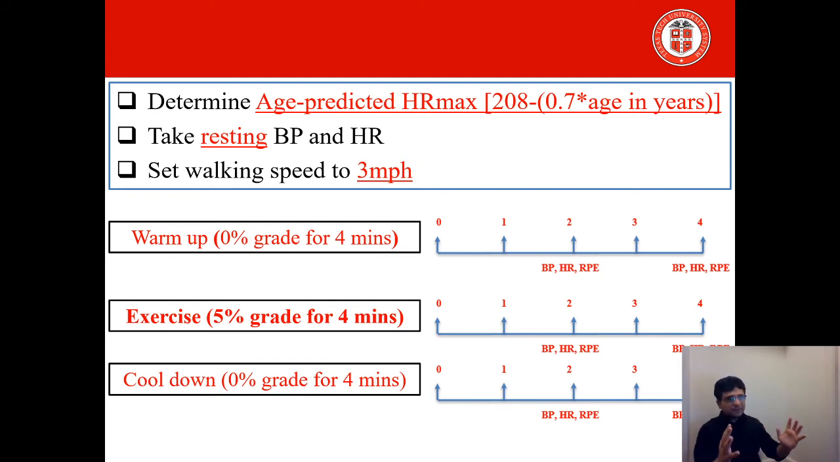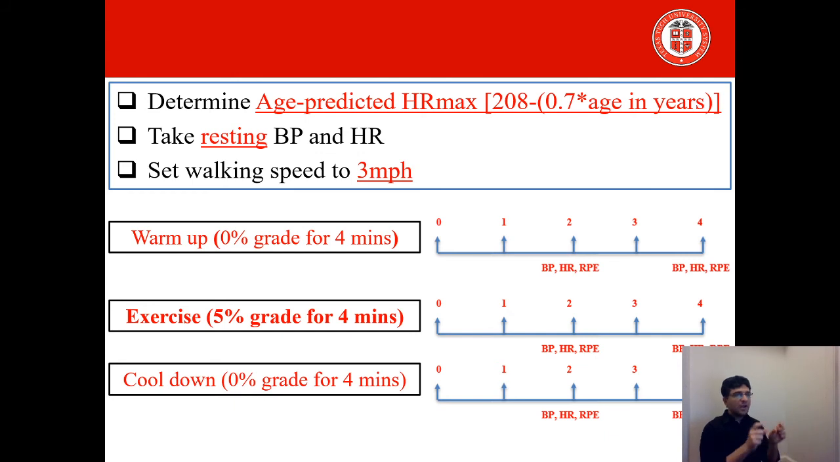I guess it's pretty simple, but still I want to summarize it at the end. The whole test is 12 minutes, divided into 3 parts: warm-up 4 minutes, exercise 4 minutes, cool-down 4 minutes. Speed will remain 3 miles per hour throughout the test. Grade for warm-up is 0%, grade for exercise is 5%, and grade for cool-down is again 0%.